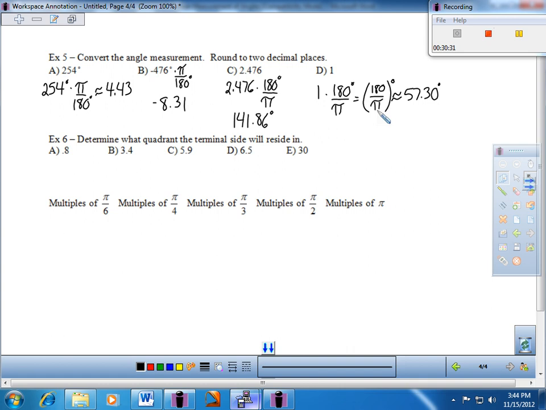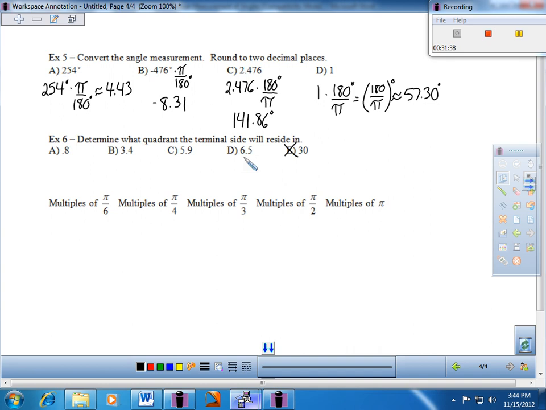Okay, so for example 6, I'm thinking you can do this a couple different ways. I'm going to ask you to pause the video and try it yourself there. You can probably skip B. I'm not too concerned about that. 30 radians, I'm not too concerned about that. But you should be able to start ballparking some of these numbers and envisioning them. 0.8 radians, where would that be? 3.4 radians, where would that be? 5.9, et cetera. You should be able to start to see things a little bit there.